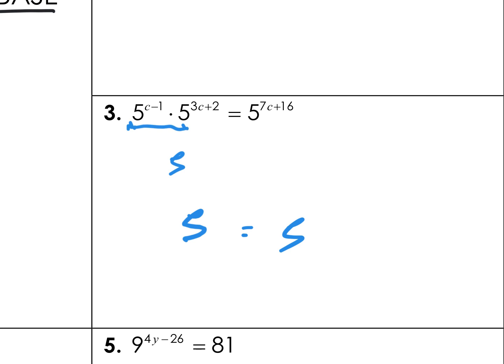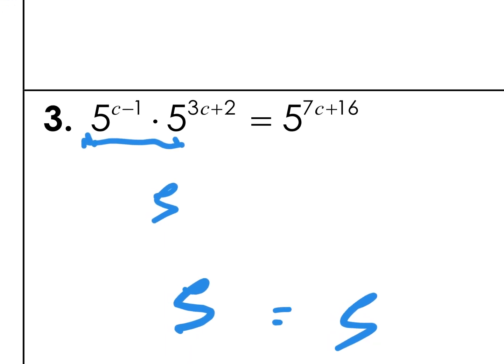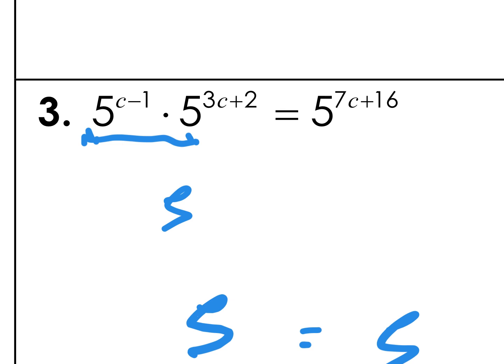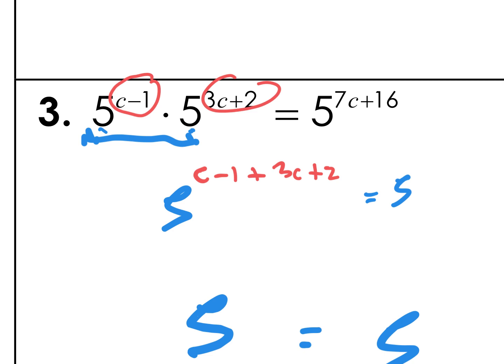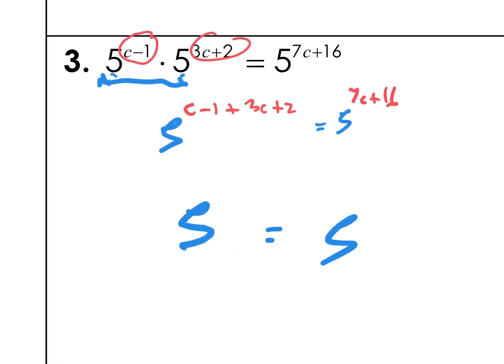We're only looking at this side. We add the what? The two bases. No, you don't. I just mentioned this before we started. When we multiply like bases, we must add the exponents. So write c minus 1 plus, and since I'm adding, I don't need to put it in parentheses, 3c plus 2. Must be equal to what? 5 to the plus 16. All right. So I think I can get rid of this prep right here. I was just telling you I needed this to happen, and it did.